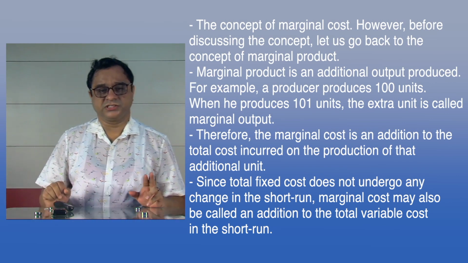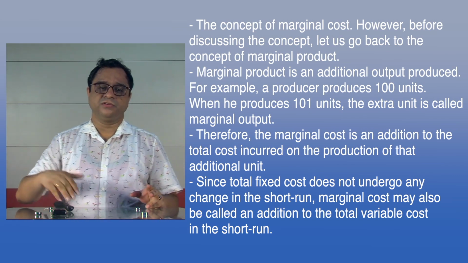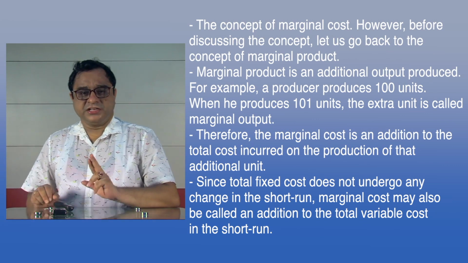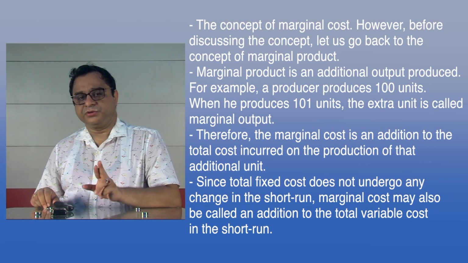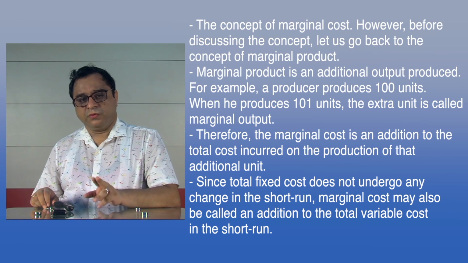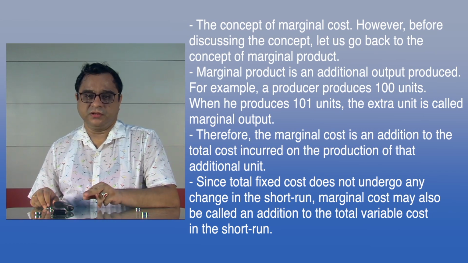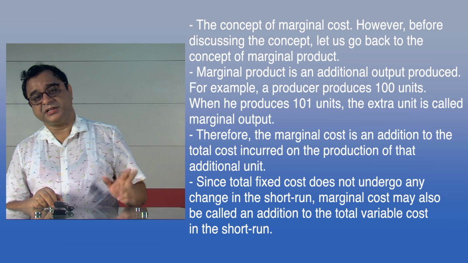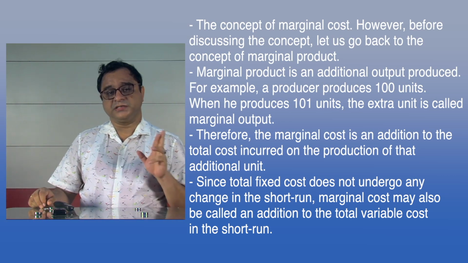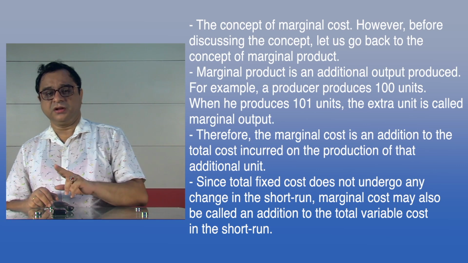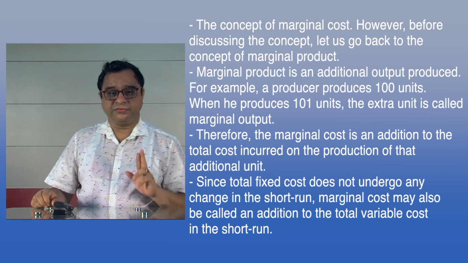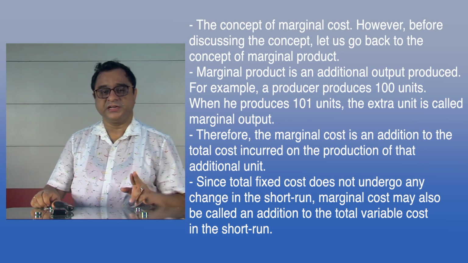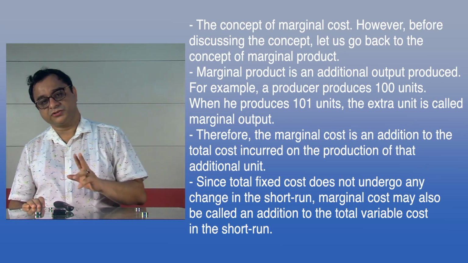However, before discussing the concept, let us go back to the concept of marginal product we have already discussed in our earlier units. Marginal product is an additional output produced. For example, a producer produces 100 units. When he produces 101 units, the extra unit is called marginal output. Therefore, the marginal cost is an addition to the total cost incurred on the production of that additional or marginal unit. Since total fixed cost does not undergo any change in the short run, marginal cost may also be called an addition to the total variable cost in the short run.